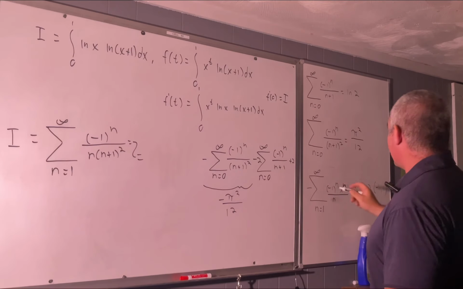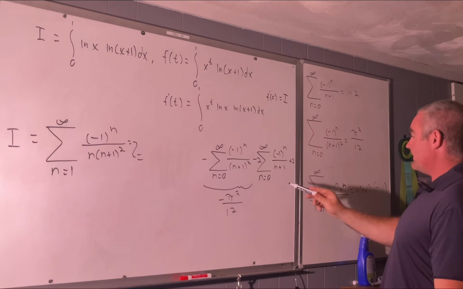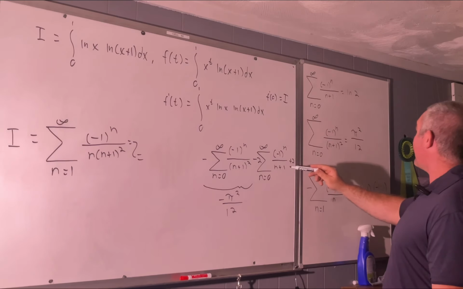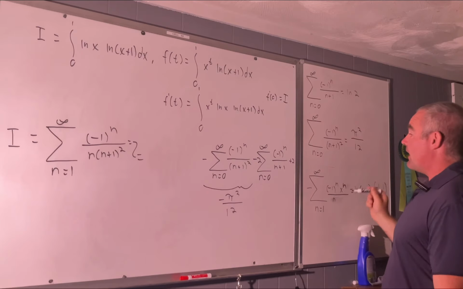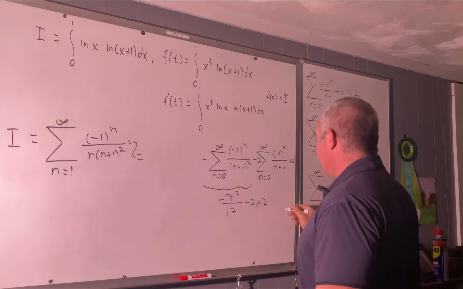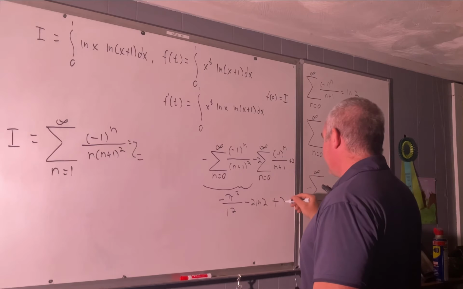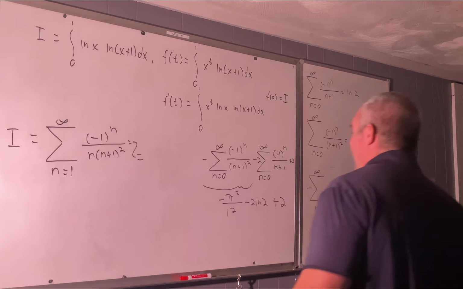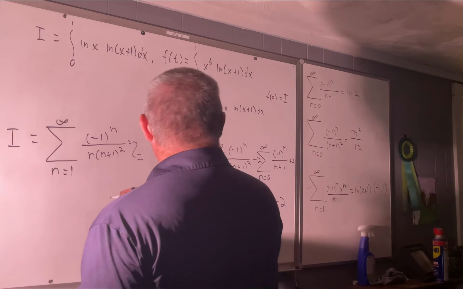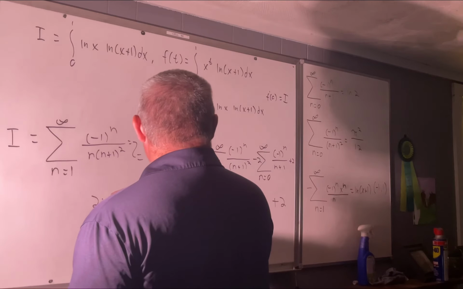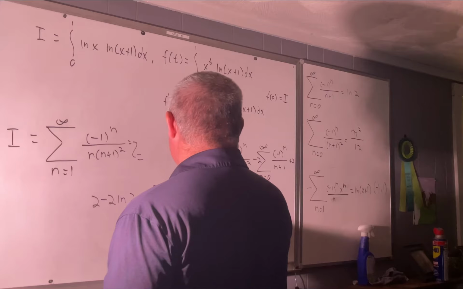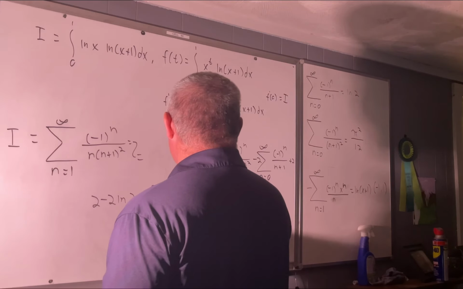And this, well, let's see. This is, the sum is n equals 0 to infinity of negative 1 to the n over n plus 1 is equal to natural log 2. So we have minus 2 natural log 2, and then plus 2. So all together, this is equal to 2 minus 2 natural log 2 minus pi squared over 12.